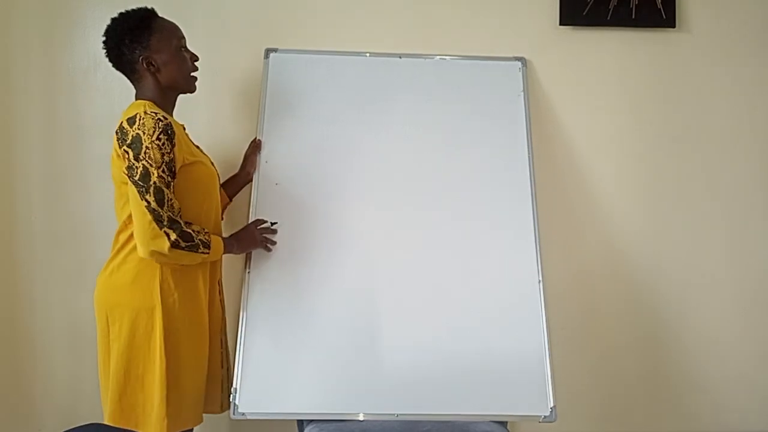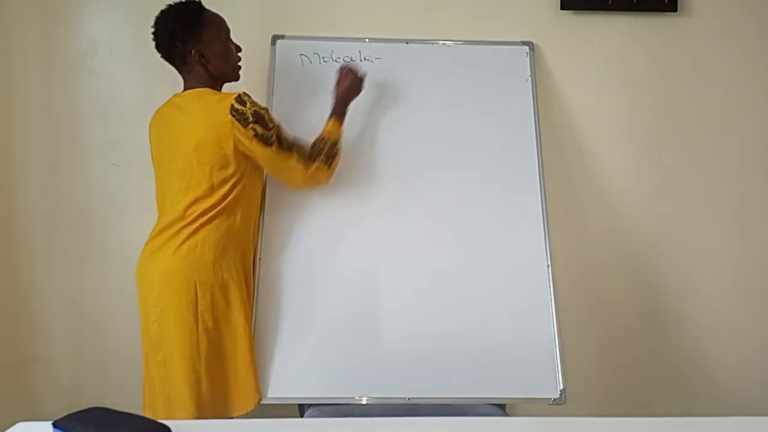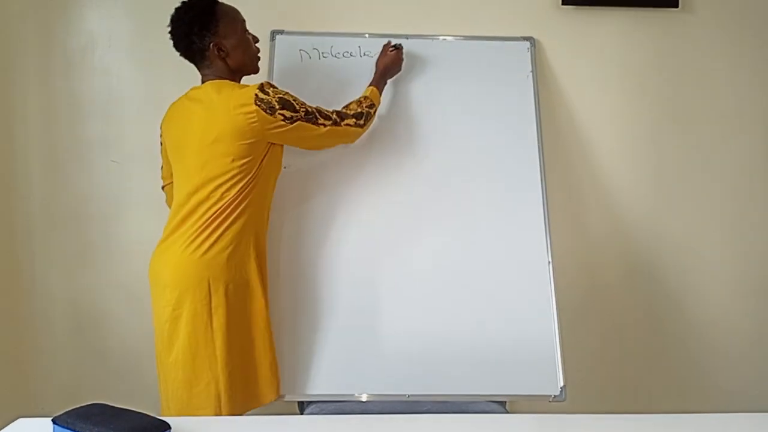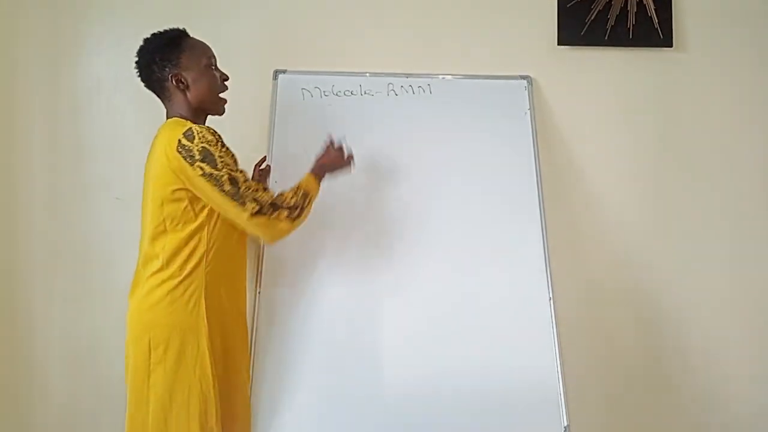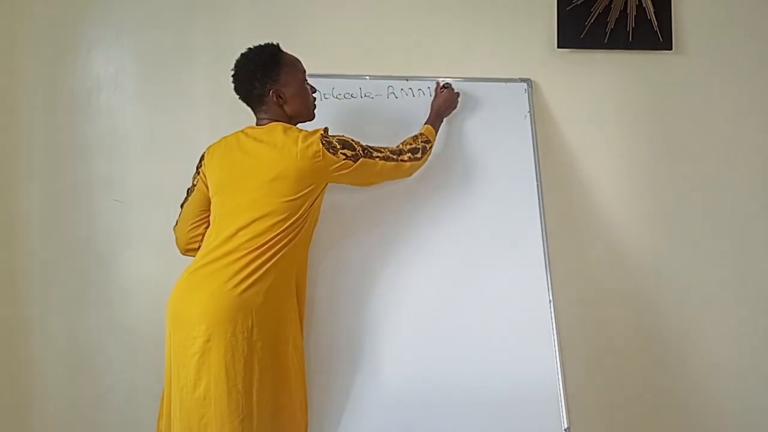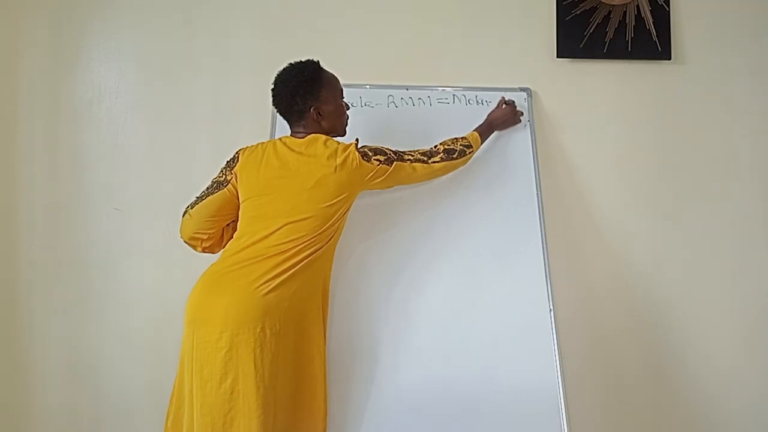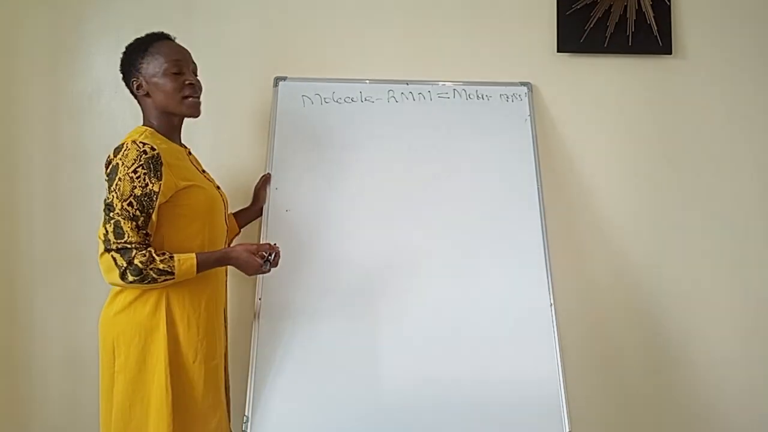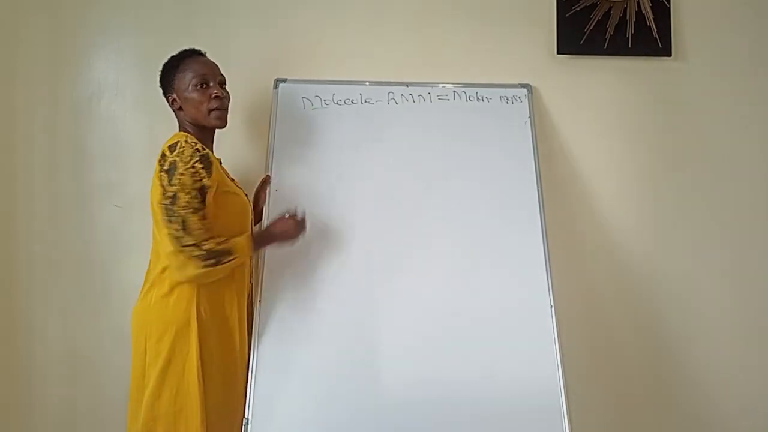So those are elements. If we talk of a molecule, you'll find that for a molecule, we have what you call the relative molecular mass, RMM. So the relative molecular mass of a molecule will be equivalent to the molar mass of that molecule. And for us to be able to know the relative molecular mass, we add the masses of individual atoms that are making up the molecule.